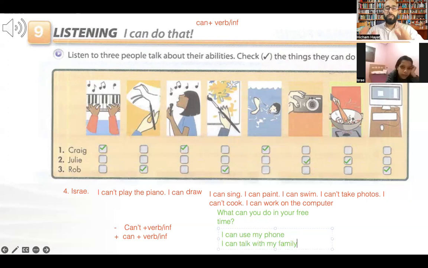All right, so thank you, Isra, for this activity. We will review the lesson of can and can't. So please don't forget, can't plus verb in the infinitive. Can plus verb in the infinitive. I can, I can't. All right? Thank you, Isra. Thank you so much.